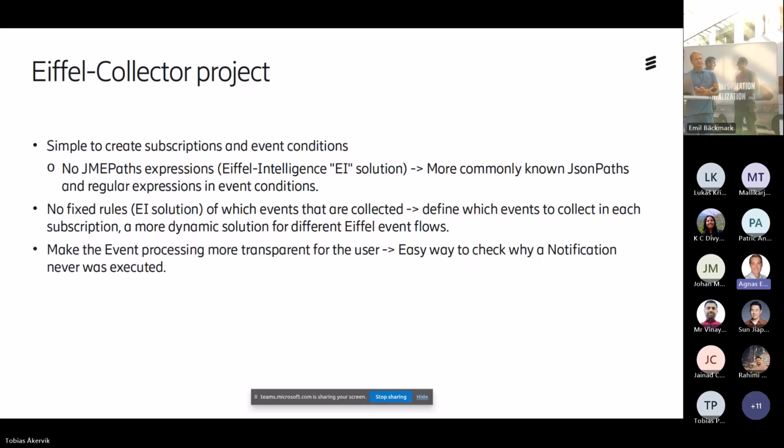In Eiffel Intelligence, it's hard to know what's going on if something fails. If no notification happens, you never know what's going on. So in EC, we store all the event processing phases in another service called the log service. And there you can take the start event that you want to trigger on, query the log service, and then you get the whole log for each phase to see where it's going wrong in event processing. We'll demo that later.